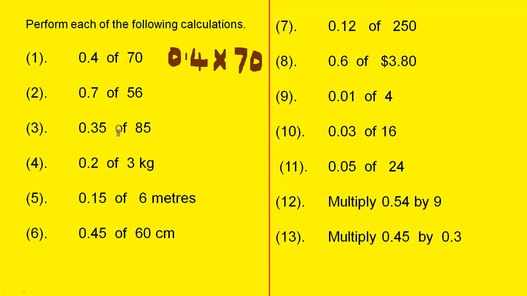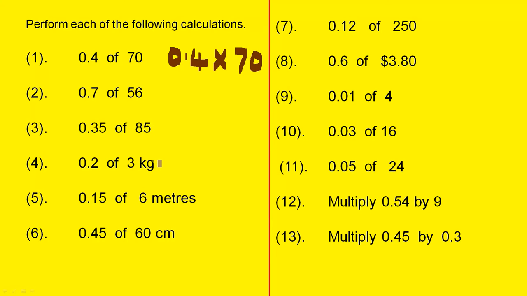Over here, after you do this calculation of 35 times 85, you will see in the original here we have 2 digits after the decimal point, so in the answer we have 2 digits after the decimal point.